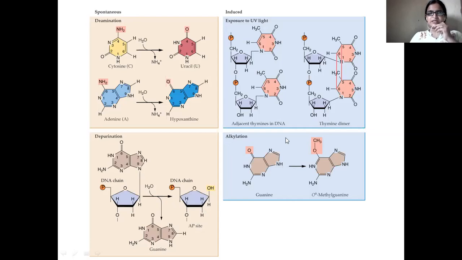And next is alkylation. Alkylation, as we have discussed, is the addition of an additional methyl group, right? So this is the guanine structure. In this guanine, we can see an extra methyl group is added. By the addition of this extra methyl group, it is changed to O6 methyl guanine. So guanine is changed to O6 methyl guanine by alkylation, or addition of an alkyl group.